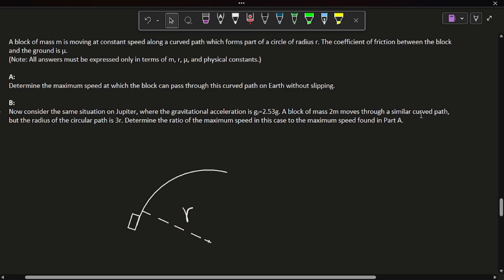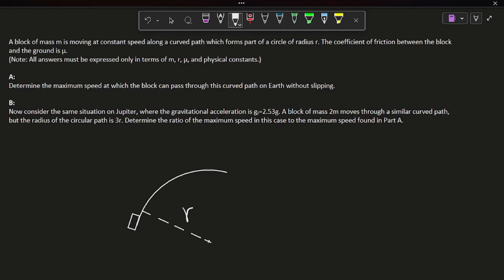A block of mass m is moving at a constant speed along a curved path which forms a part of a circle with radius r. The coefficient of friction between the block and the ground is mu. Part A. Determine the maximum speed at which the block can pass through this curved path on Earth without slipping.